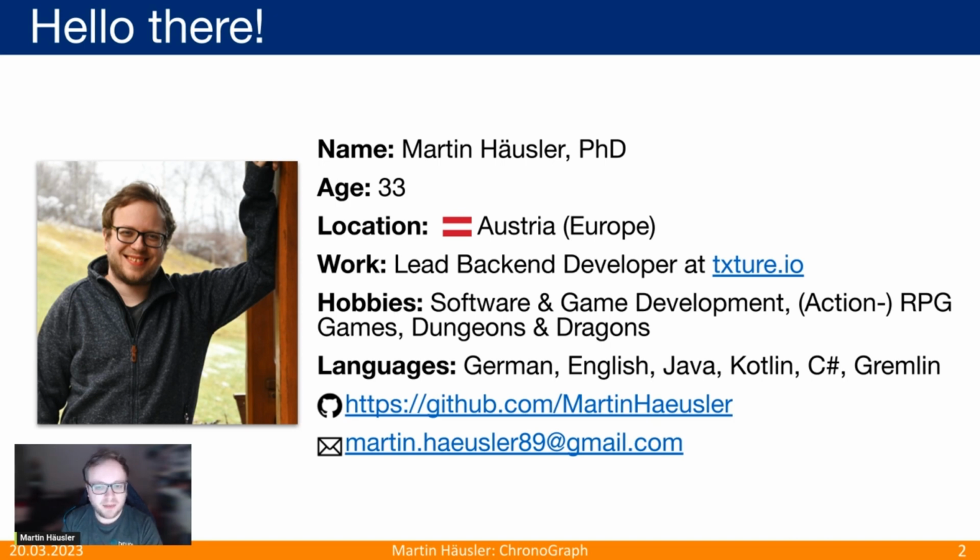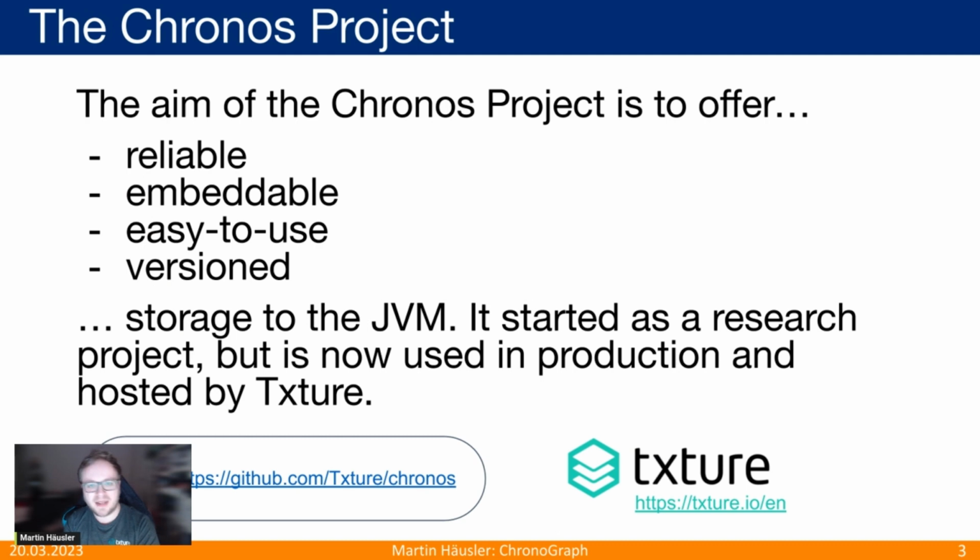In my professional life, I'm the lead backend developer at Text.io, where ChronoGraph is also used in production, and some of my hobbies include software design and game design. Also, I do a lot of Dungeons and Dragons stuff, so there's that. Language-wise: German, English, Java, Kotlin, and of course Gremlin. You can reach me on GitHub, you can reach me on email. And with that, enough from myself, so let's dive into the topic.